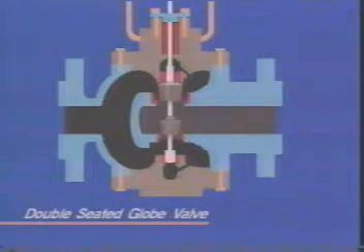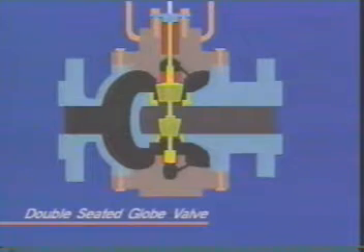The primary trim in this double-seated globe valve include the plugs, the seats, the valve stem and guides, and the guide bushings. A valve cage would also be considered primary trim. Stuffing box parts, such as the packing follower, springs, and lantern ring, are considered to be secondary trim.